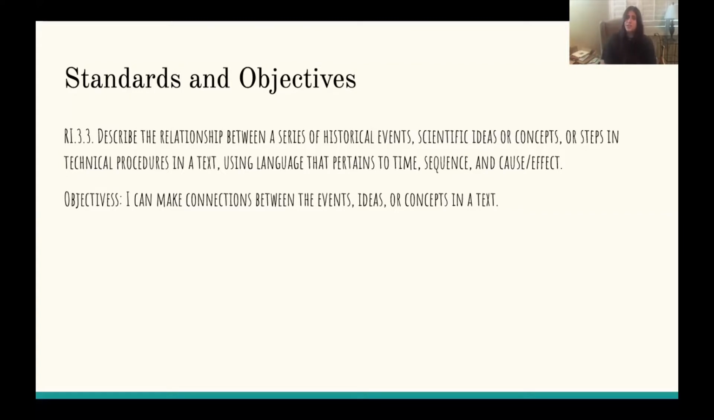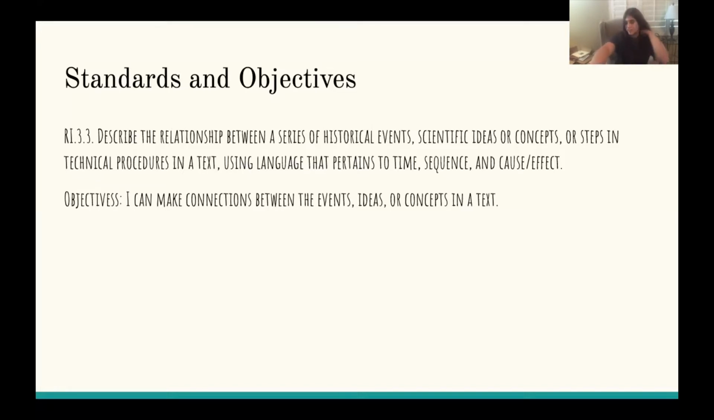So our standards and objectives. Our standard for the day: describe the relationship between a series of historical events, scientific ideas or concepts, or steps and technical procedures in a text, using language that pertains to time, sequence, and cause and effect. Our objective: I can make connections between events, ideas, or concepts in a text.